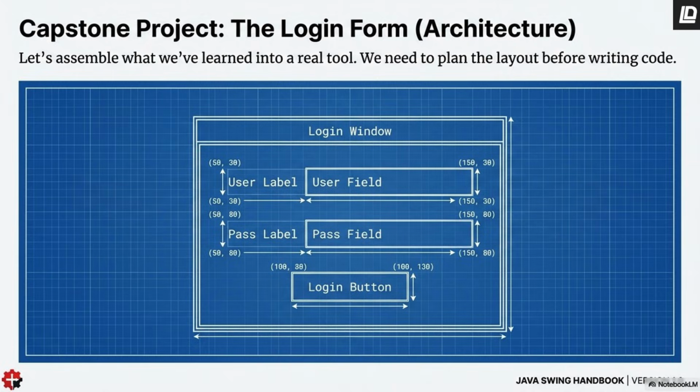A login form in Java GUI has three key parts: the presentation layer, what the user sees, labels, text fields, and buttons. The event handling layer detects user actions, like button clicks, and responds immediately.